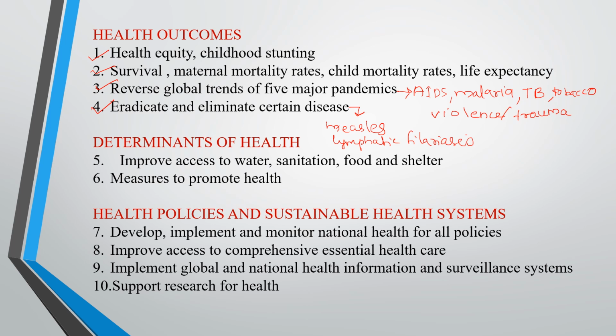The last 4 are targets on health policies and sustainable health systems. They were: develop, implement and monitor national health for all policies. Improve access to comprehensive essential health care. Then implement global and national health information and surveillance systems. Support research for health. These were the 10 global health targets for the health for all policy.